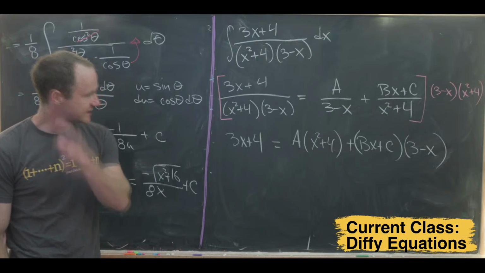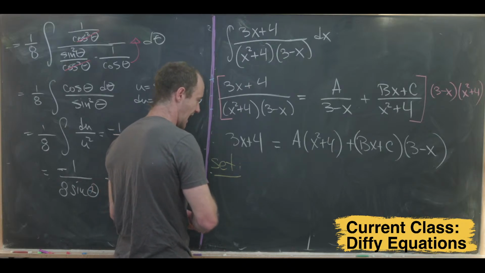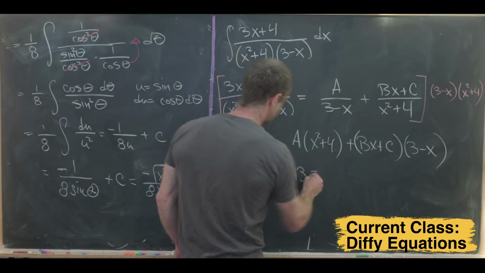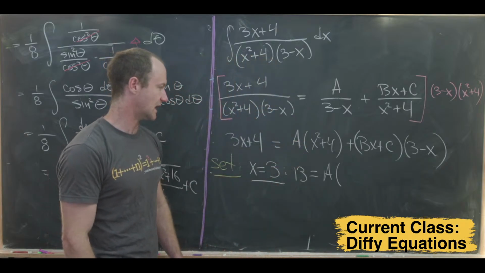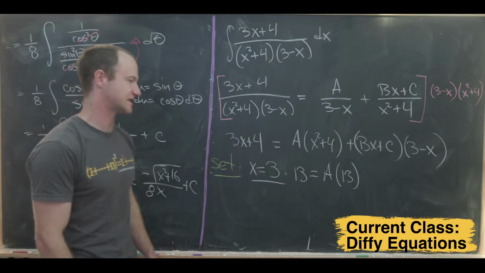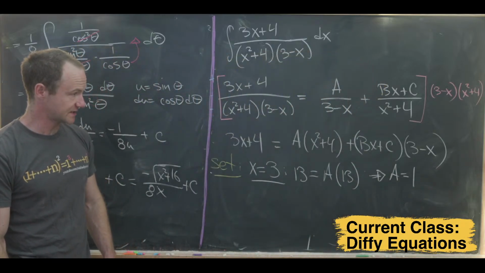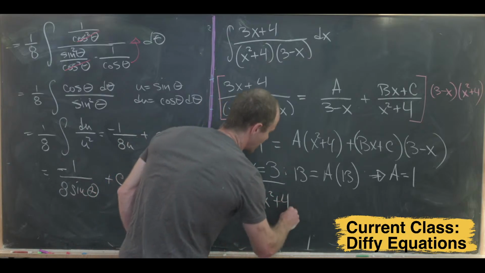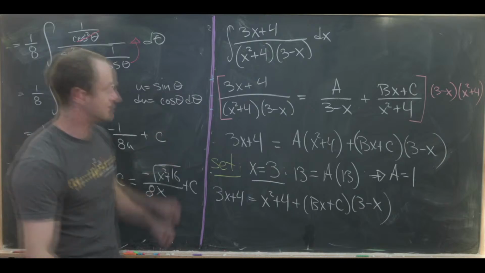And now we can do a bit of a trick to get A very, very quickly. So let's set x equal to 3. Let's notice that gives us 3 times 3, which is 9, plus 4, which is 13 over here on the left-hand side. And on the right-hand side, we have A times, so 3 squared is 9, plus 4 is 13. That, and then plus the rest of this, but the rest of the stuff zeroes out because we have 3 minus 3. So this tells us immediately that A equals 1. Okay, so that's pretty nice. So that means that we have really 3x plus 4 equals x squared plus 4 plus Bx plus C times 3 minus x. We can replace A with 1 immediately.